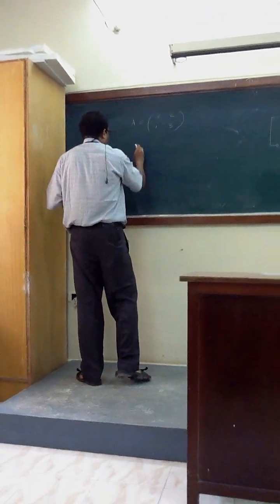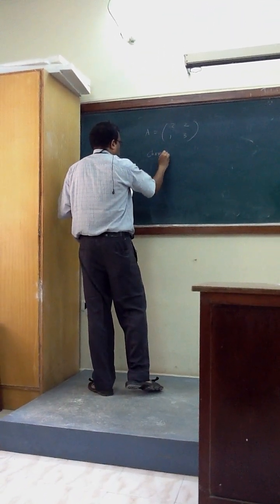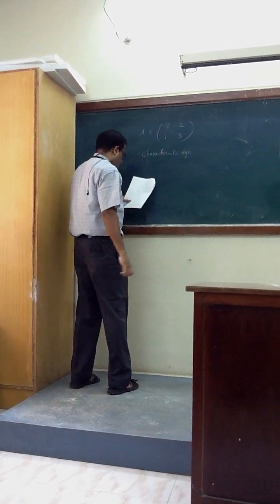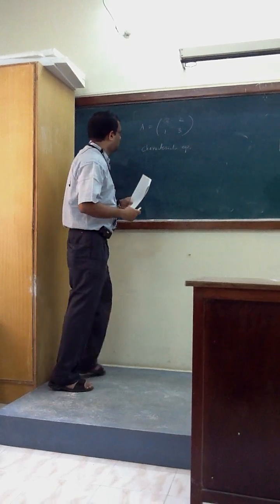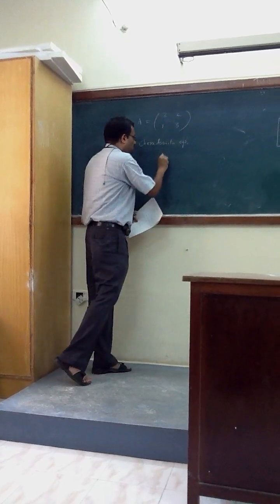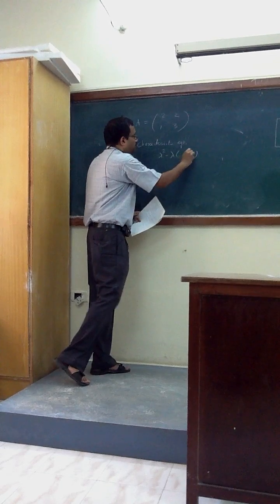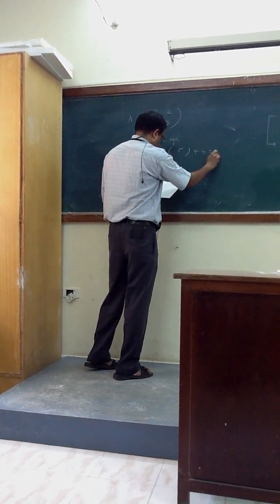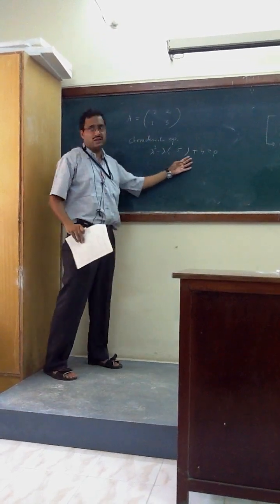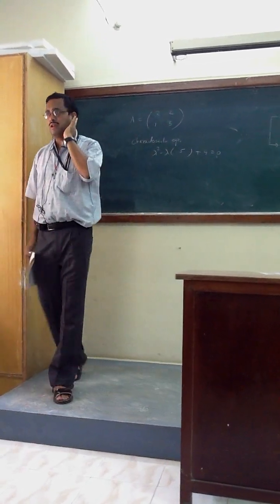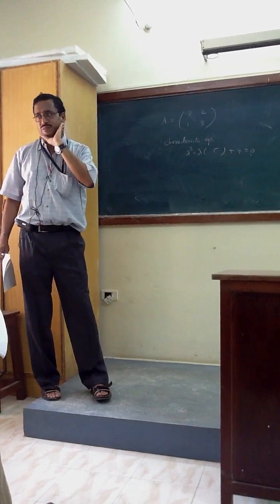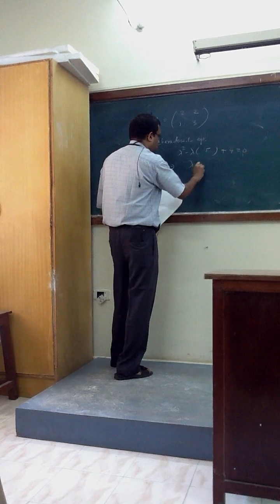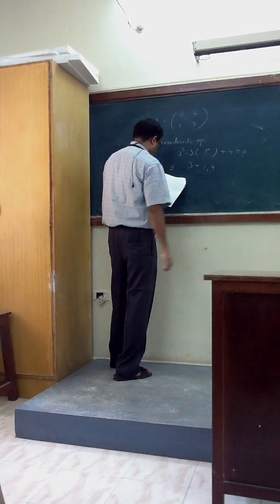What is the characteristic equation? Anybody can tell me? Lambda square minus lambda times trace 5 plus 6 minus 2 equals 4. It is very straightforward for a 2 by 2 system, because lambda square minus lambda into trace plus determinant equals 0. What are my lambdas? 1 and 4, distinct eigenvalues.